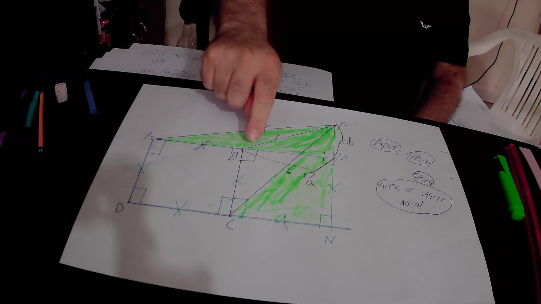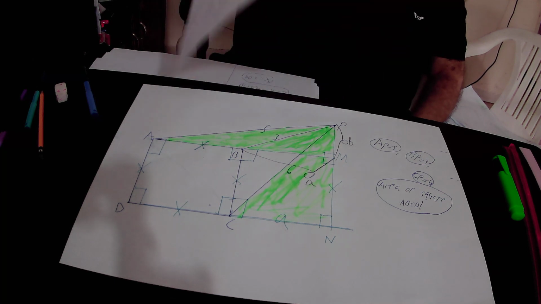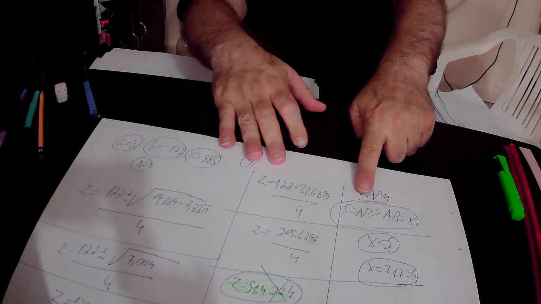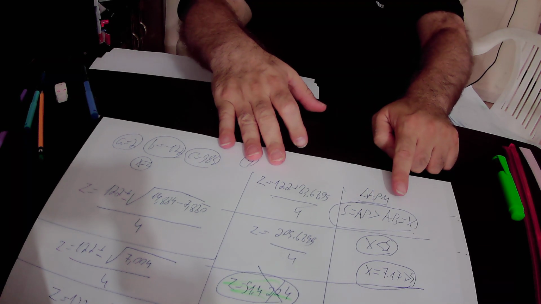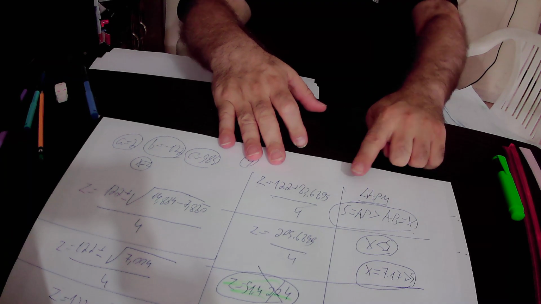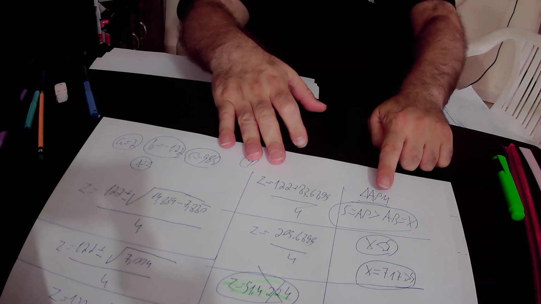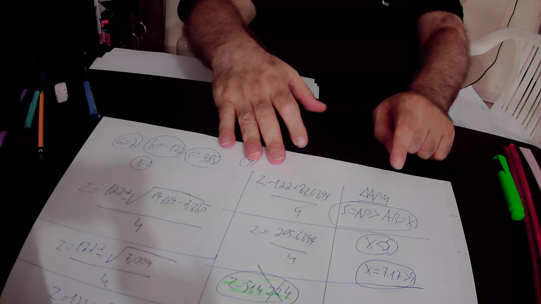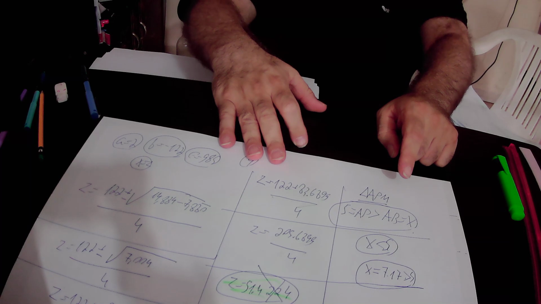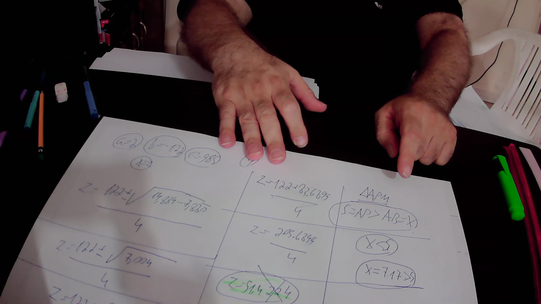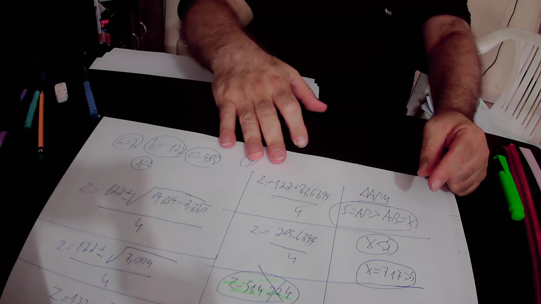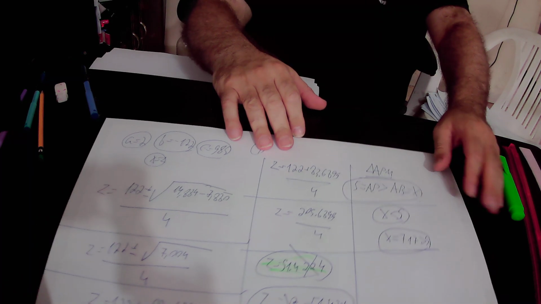So we found out that in the right triangle EPM, the hypotenuse AP, that is equal to 5 units, is bigger than AB, that is equal to x. From this inequality, you will get that x is less than 5 units. That is to say, x must be less than 5 units. But we just found out that x equals 7.17 units, that is bigger than 5 units. So we have a contradiction here, and due to the contradiction, we cancel this solution.